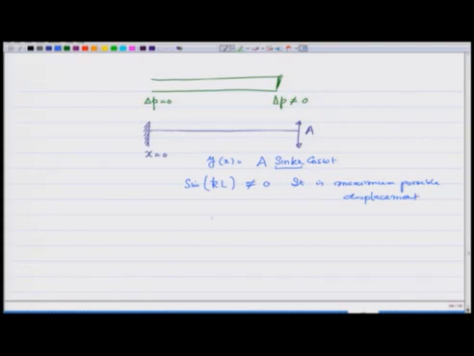In that case, we learned that K L should be equal to 2n plus 1 pi by 2, and we got our answer for K. K was 2 pi over lambda times L is equal to 2n plus 1 pi by 2, and we cancel pi on both sides, and we get lambda equals 4L over 2n plus 1. That was the case of the string.